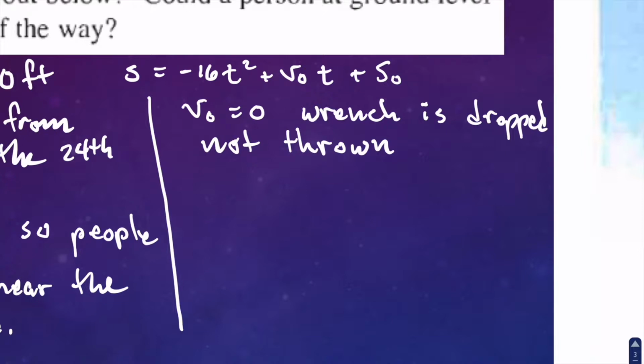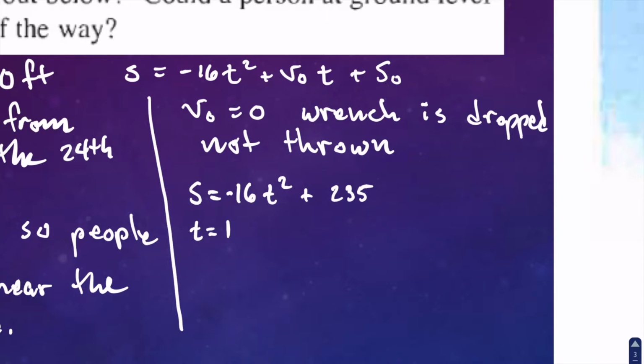So let's see, we're going to say S is equal to negative 16 t squared plus 0t, so that's just going to be 0, plus the initial height, which is 235 feet. And that's going to tell us how far things are. Now let's check what happens when t equals 1 and find out how high the wrench is at 1 second.